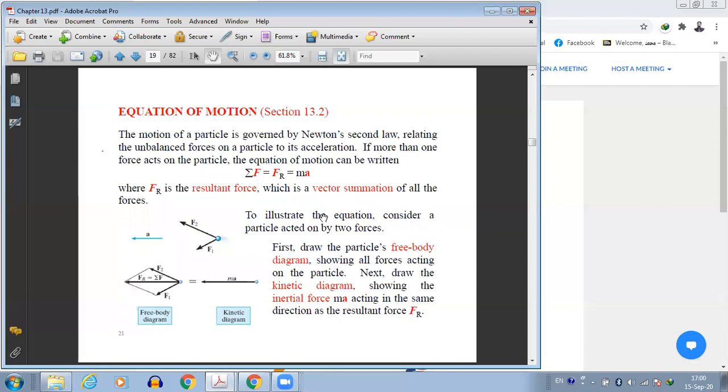Equations of motion, summation F equals ma. We have been using this equation before in statics as well. But since it was statics before, you did not have any acceleration. Since you had no acceleration, it was zero, so summation F was zero. So you used to work over this equation such that you used to develop the equilibrium of forces, and equilibrium of forces was summation F equals zero. This time summation F will not be equal to zero, rather it will be equal to ma.